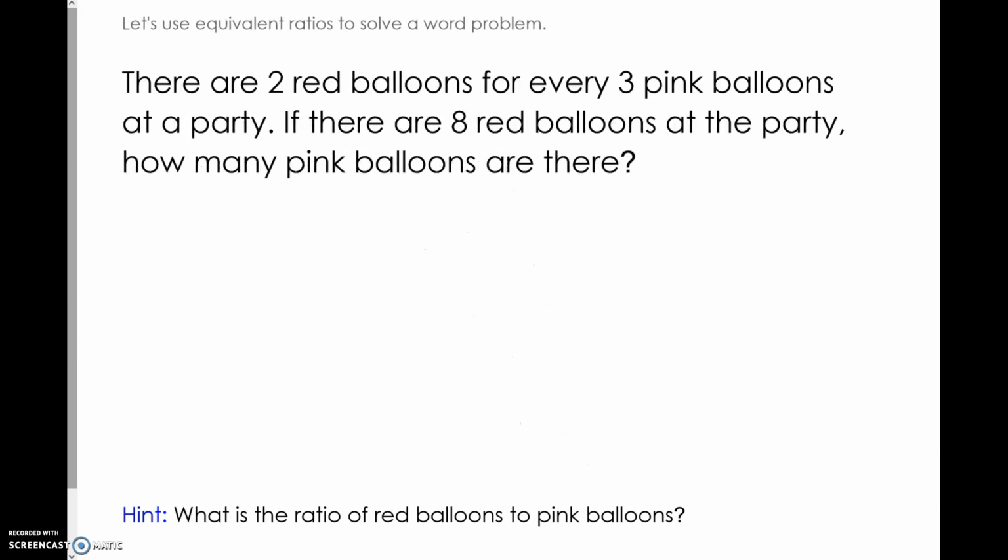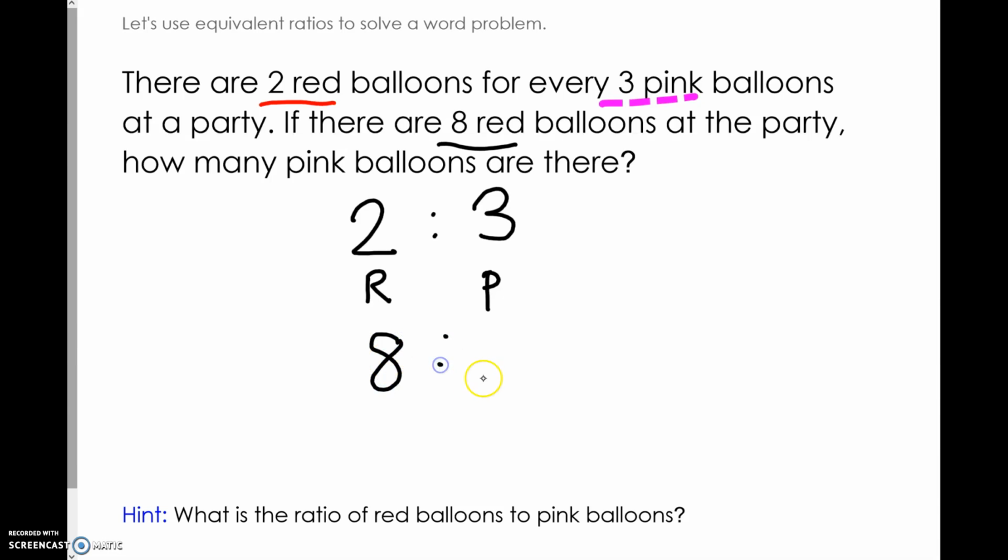Let's use equivalent ratios to solve this word problem. There are 2 red balloons for every 3 pink balloons at a birthday party. If there are 8 red balloons at the party, how many pink balloons are there? First of all, we know that there are 2 red balloons. I'll put an R for red. For 3 pink balloons. So, if there are 8 red balloons, how many pink balloons will there be?